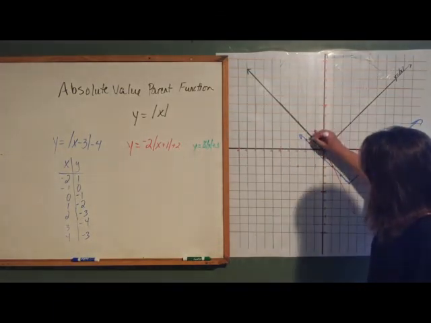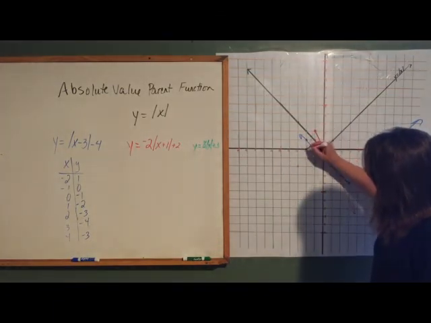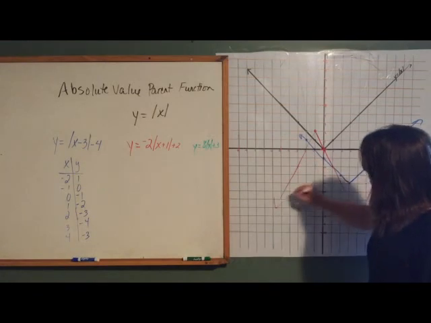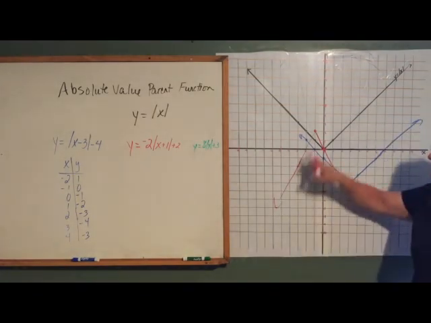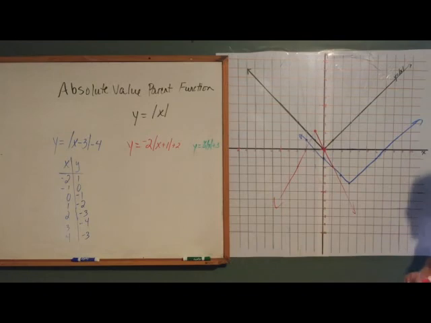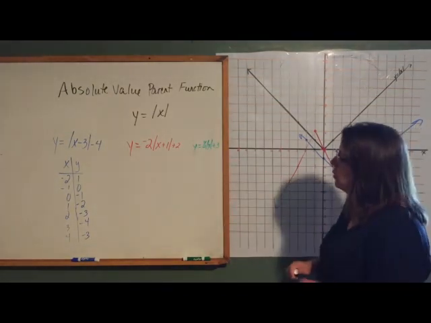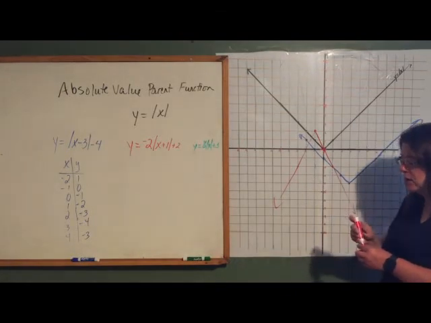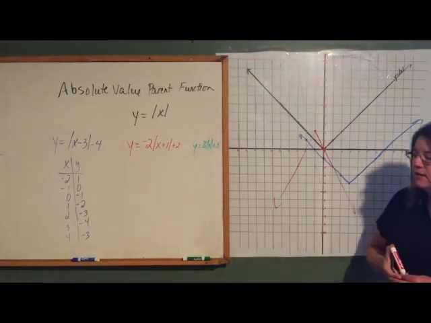And so here is my absolute value function right there. So that's the red one. So now, see if you can do the green one. Y equals 1/2 the absolute value of x, plus 3.